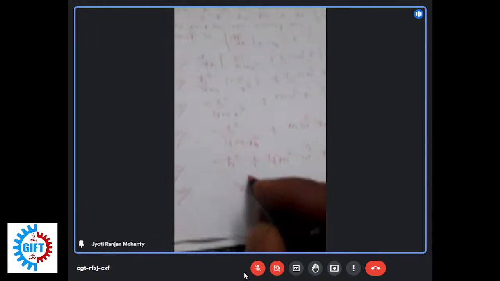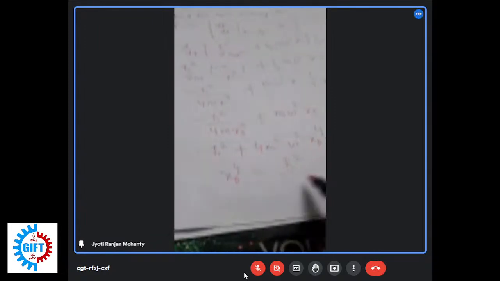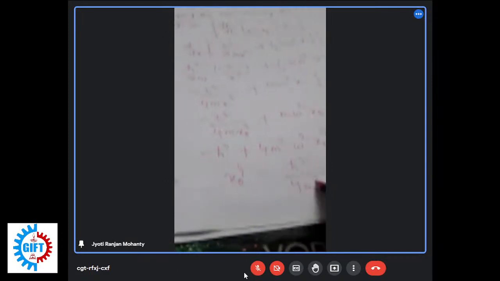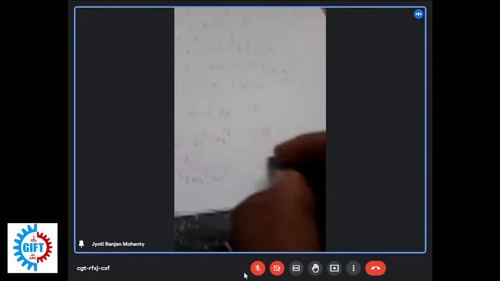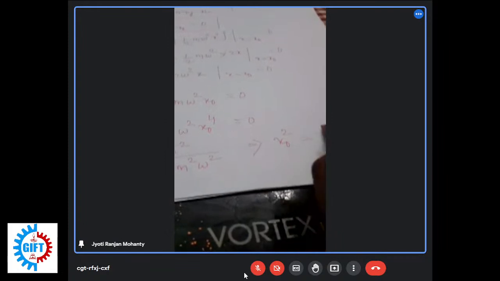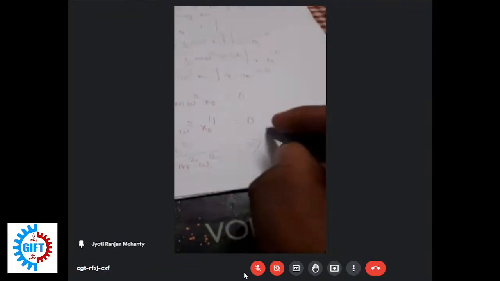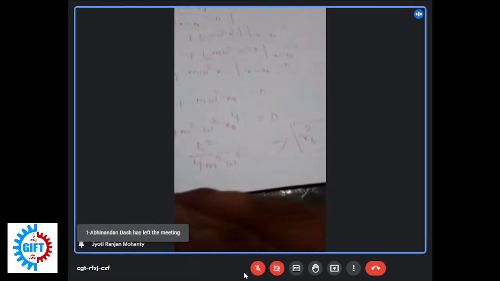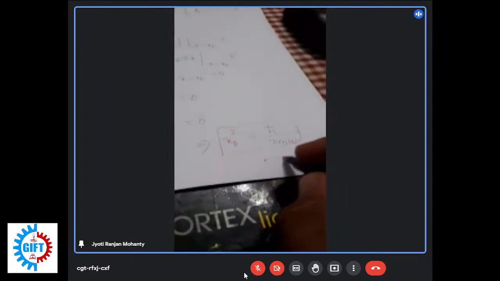What is x0 to the power 4? x0 to the power 4 is equal to, on the right hand side, plus h cross square divided by 4m square omega square. So this implies x0 square is equal to h cross by 2m omega. This is equation number 4.